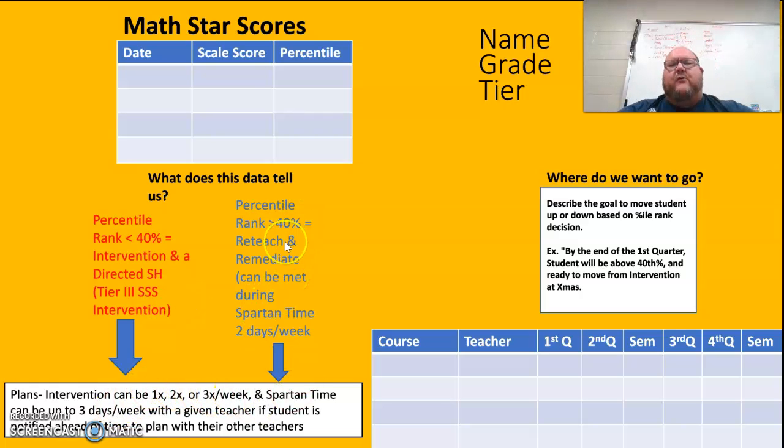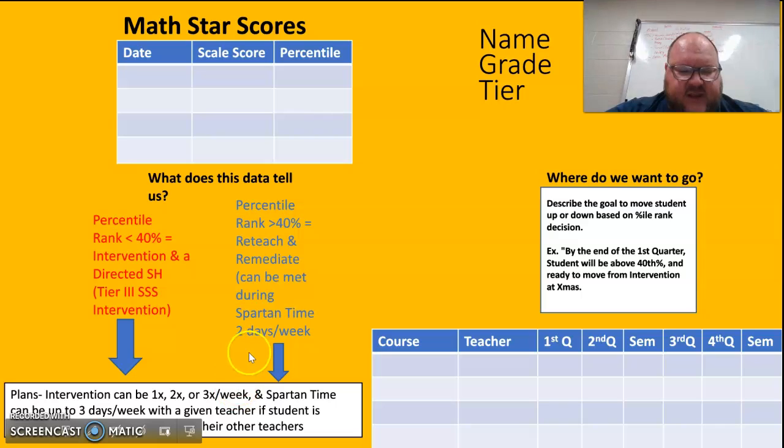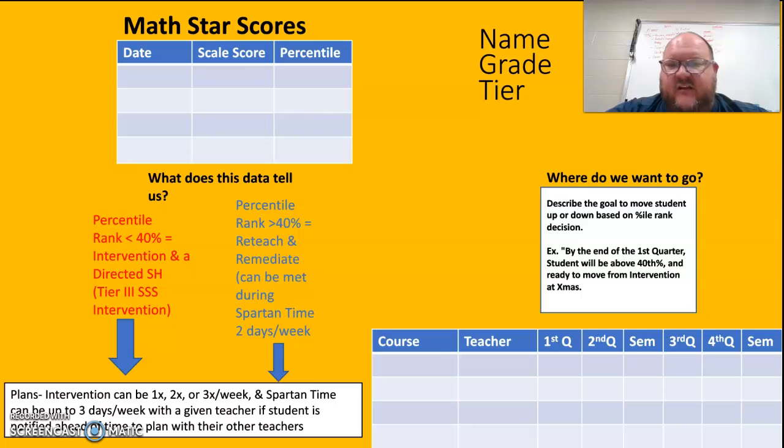If a student is above 40 but maybe less than 65, then we're going to do what's called remediation and reteach information. They can meet during Spartan time 3 days or 2 days a week, up to 3 days if needed. But we have to share our students with each other during Spartan time, so that would be communicated amongst teachers. And then where do we want to go? We need to have a goal when we move a student up or down based on percentile rank. By the end of the first quarter, student will be above the 40th percentile and ready to move from intervention at Christmas time. So that type of thing.